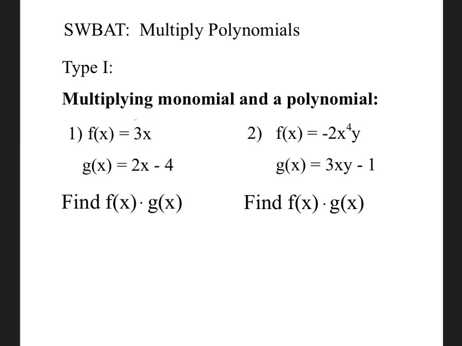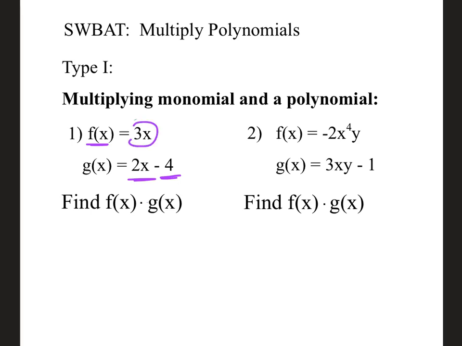Okay, this one right here, the 2x and minus 4, there's two terms there. So technically f of x is a monomial, times 2x minus 4, which is a polynomial. So this one is pretty straightforward, and I'm sure you guys are like, I can't believe I have to watch this, but hey, why not? Why make it hard?